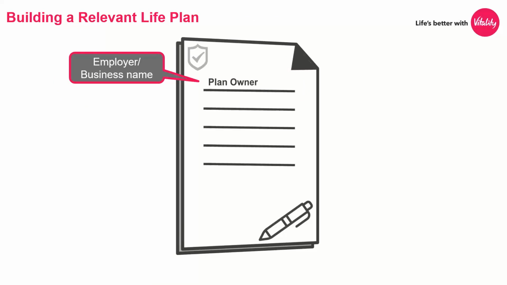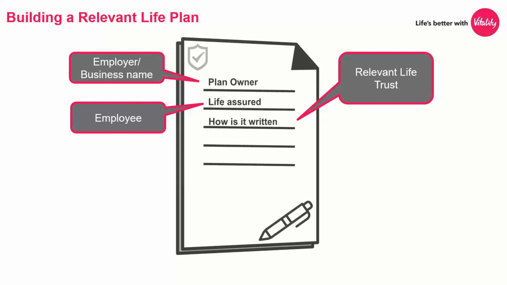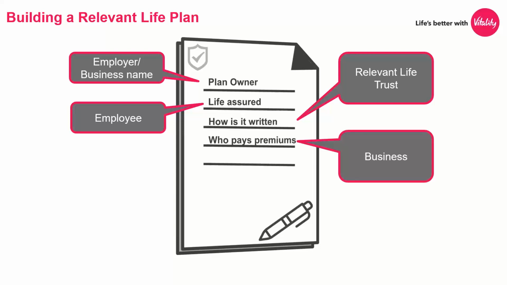Now, how would you set one of these policies up? Really simple. It is a life of another policy. So the policy will be owned by the employer or business name, whether it's an individual or a limited company. Name of the employee is your life assured. We're always going to make sure the policy is in trust. Now, the trust is just to make sure that if a benefit is paid, it doesn't go back to the employer, that it goes to the beneficiaries of the life assured.